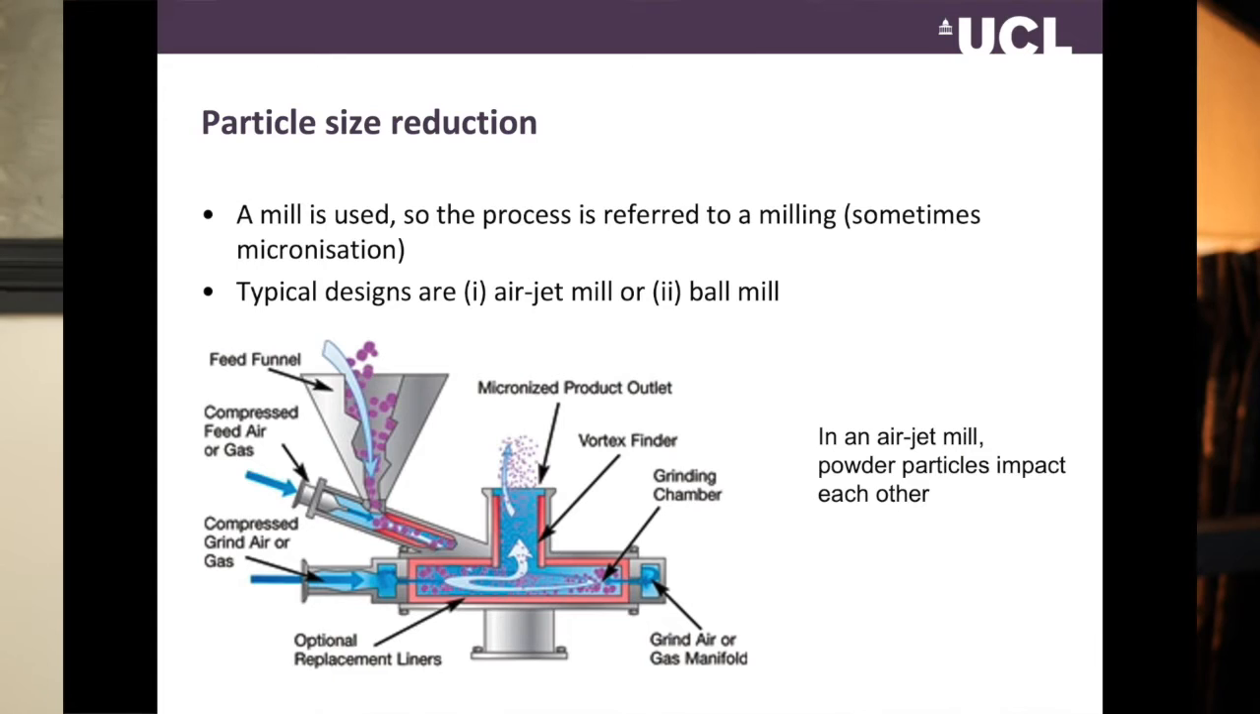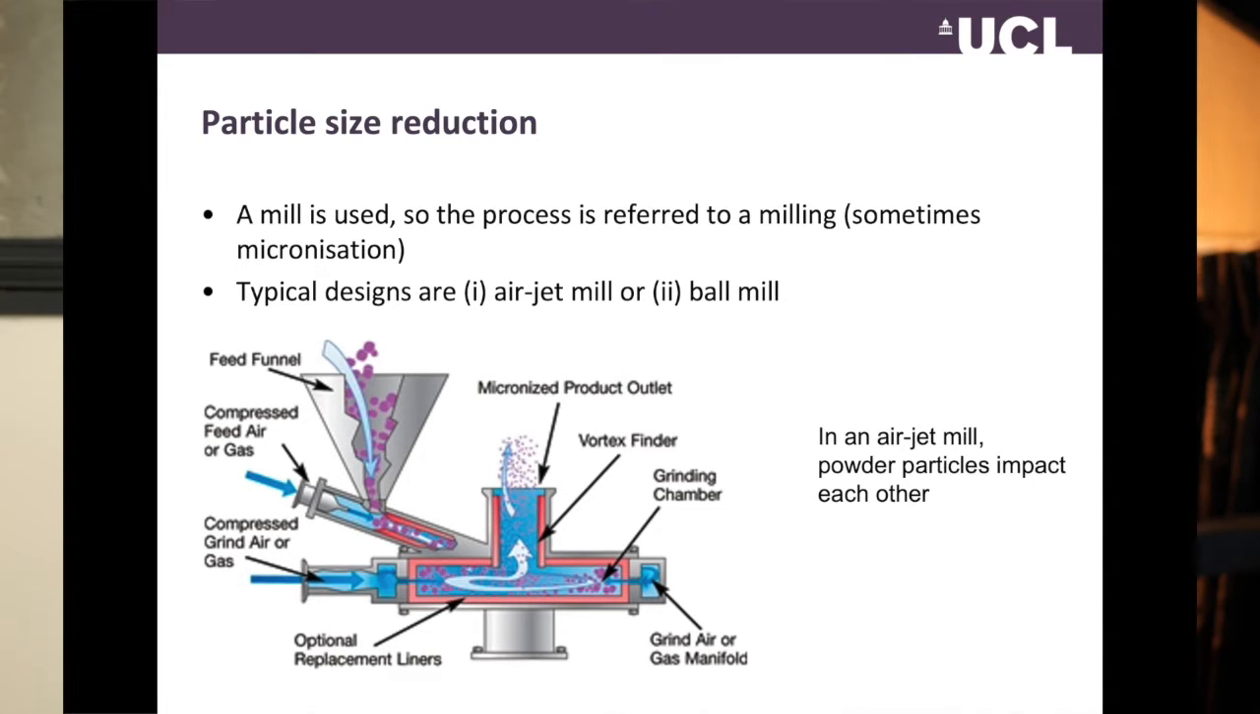So we'll have a look at some of those processes. The main one is milling. So milling is a sort of high energy process. Essentially you're smashing the crystals in some way in order to reduce their particle size. There are two really common types of mill that you'll come across in the pharmaceutical industry, and we're going to look at both. One is an air jet mill and one is a ball mill.